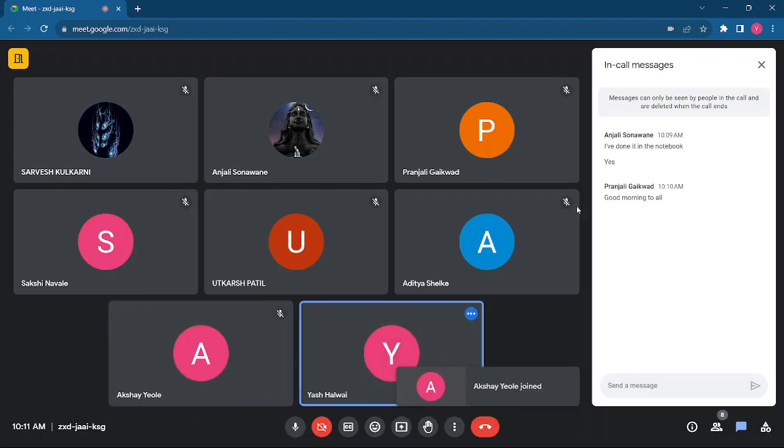Okay. So I need you to code with me side by side. Okay. If you have your laptop or PC with you, please do it side by side or simply write it in your notebook. No worries.